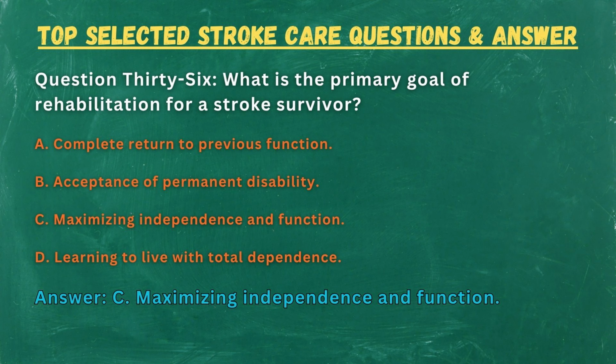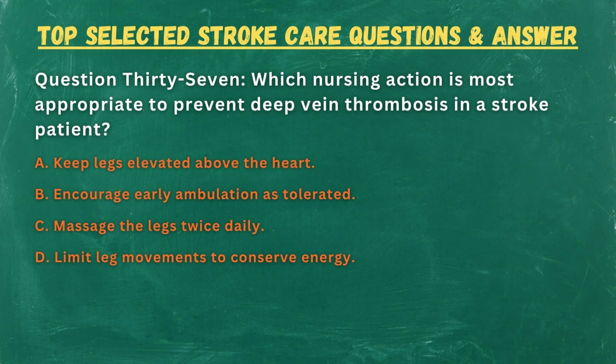Answer: C. Maximizing independence and function. Question 37. Which nursing action is most appropriate to prevent deep vein thrombosis in a stroke patient? A. Keep legs elevated above the heart. B. Encourage early ambulation as tolerated. C. Massage the legs twice daily. D. Limit leg movements to conserve energy.